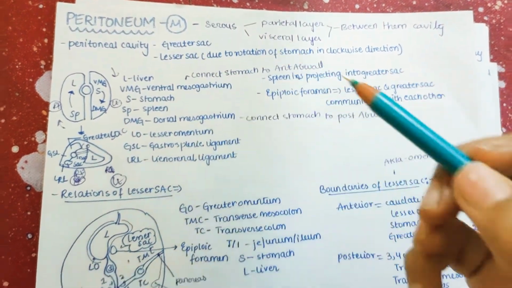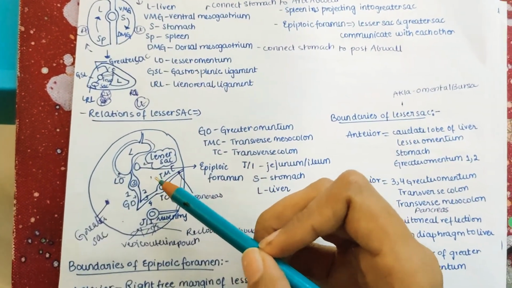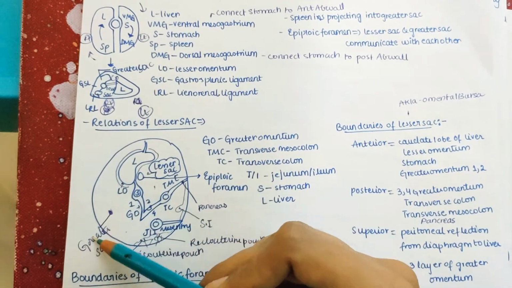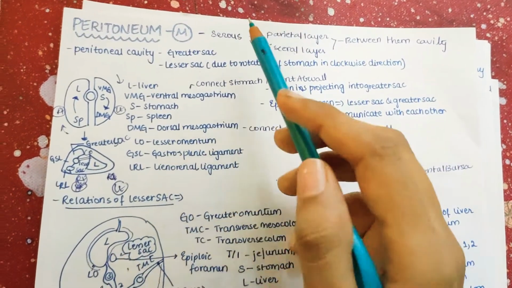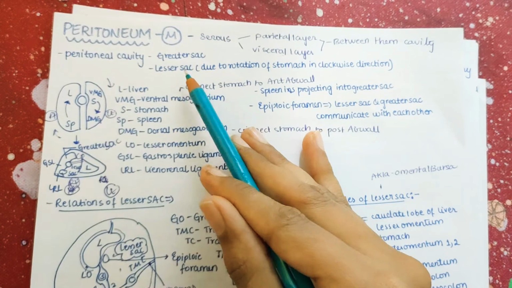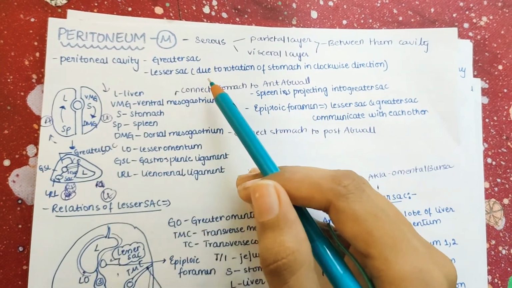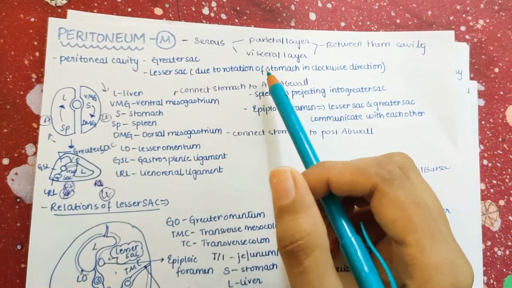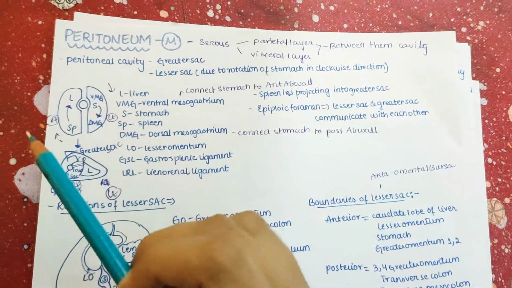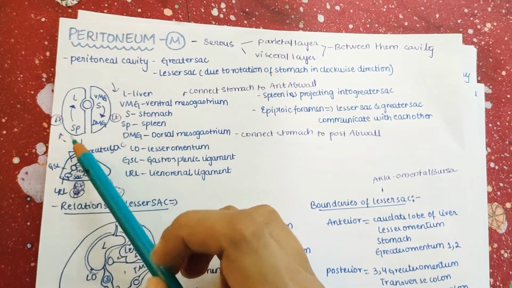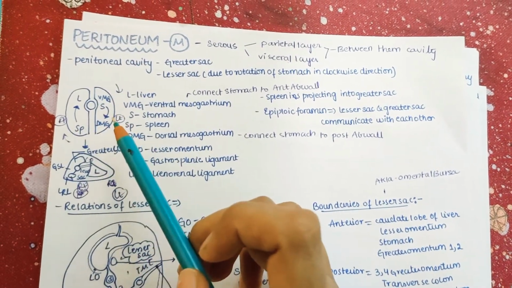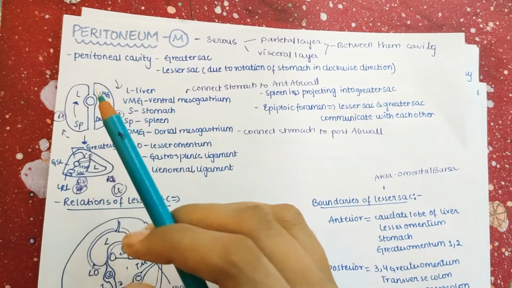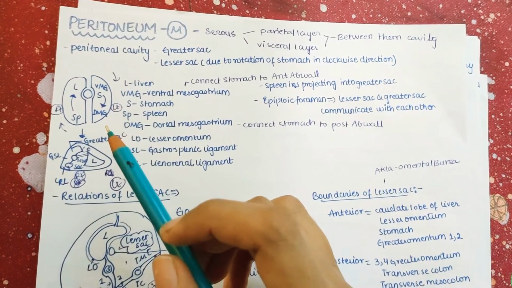You can see here in this diagram, this is the lesser sac and this is the greater sac. So how is this lesser sac formed? The lesser sac is formed due to rotation of the stomach in a clockwise direction. This is the stomach location. Because of the clockwise rotation of the stomach, the lesser sac is formed. Let us find out how.